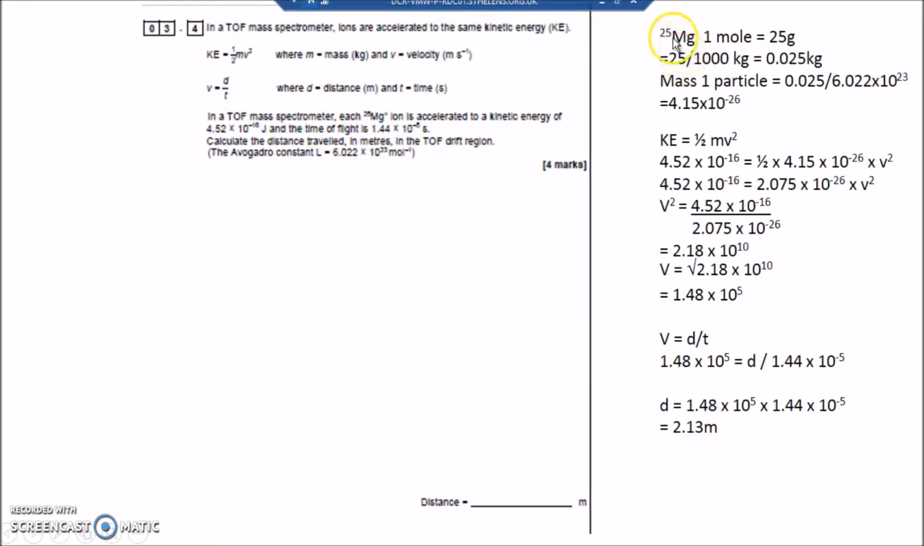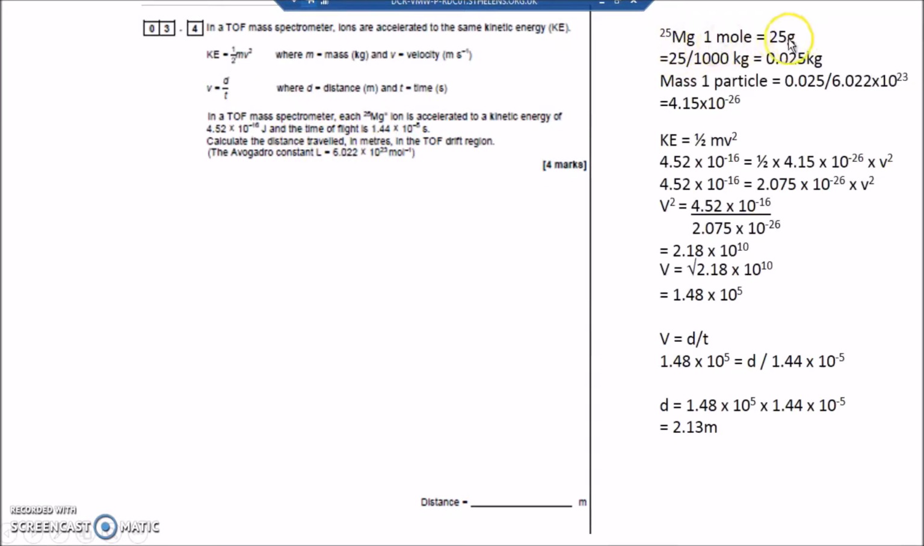In a time-of-flight mass spectrometer, ions are accelerated to the same kinetic energy, where kinetic energy is half mv squared. v is the velocity of the particle, and m is the mass of one particle, just one particle, in kilograms. The kinetic energy will have been given. We've also got velocity as distance divided by time, and we've been given the kinetic energy, the time of flight, and Avogadro's constant. So first of all, let's do spoilers again.